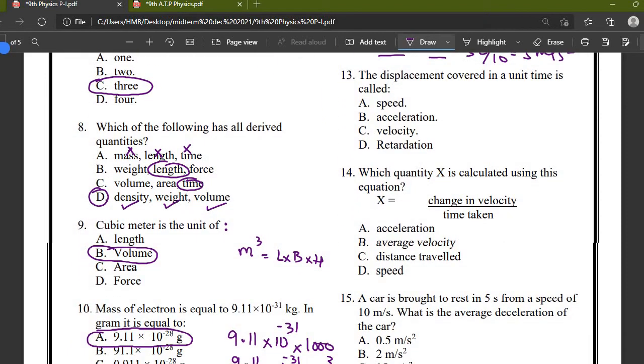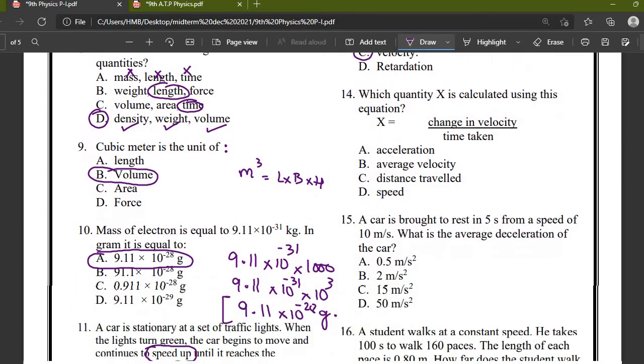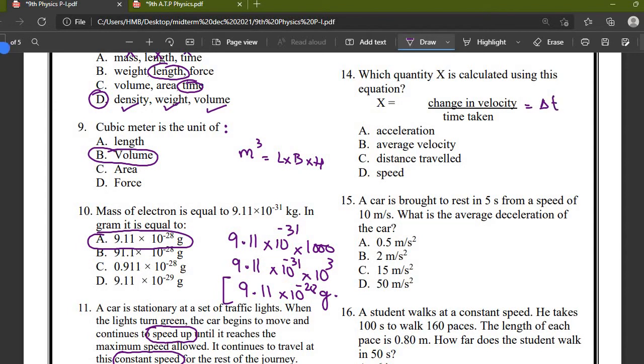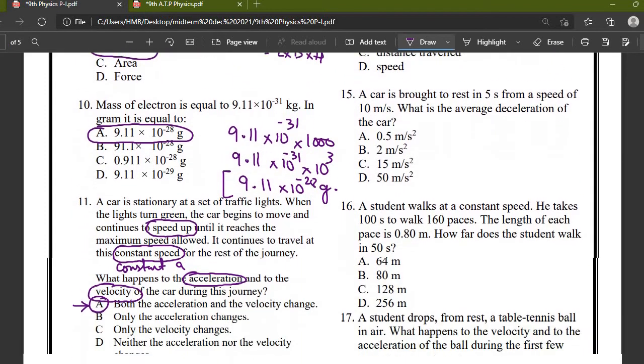The displacement covered in a unit time is known as velocity. The correct answer is option C. In 14, again we have a definition, the change in velocity divided by time taken. So we know that change in velocity divided by time is equal to acceleration. Option A is the right answer.